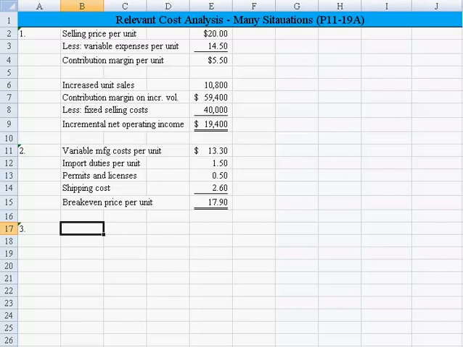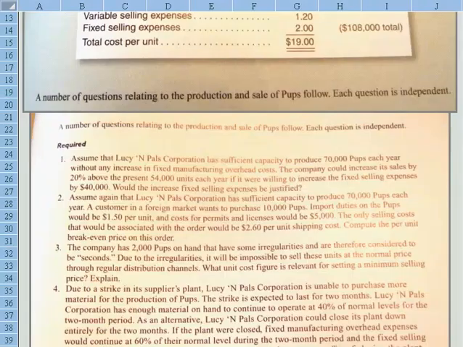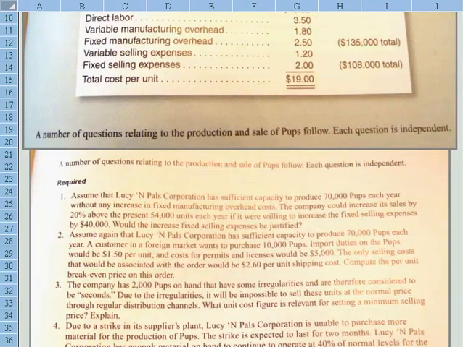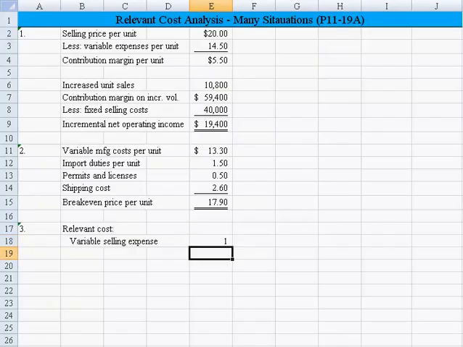But the way the textbook wants us to answer this, they want us to say that the relevant cost would be equal to the variable selling expense, because all the other costs are sunk. You've already incurred them. So really, when we talk about what incremental cost we have in dealing with this, all the other costs of manufacturing are sunk. The only variable cost we have is that variable selling cost. And I think that amount is $1.20. Let's take a look. Yeah, it's that variable selling cost. That's the only cost we haven't incurred.